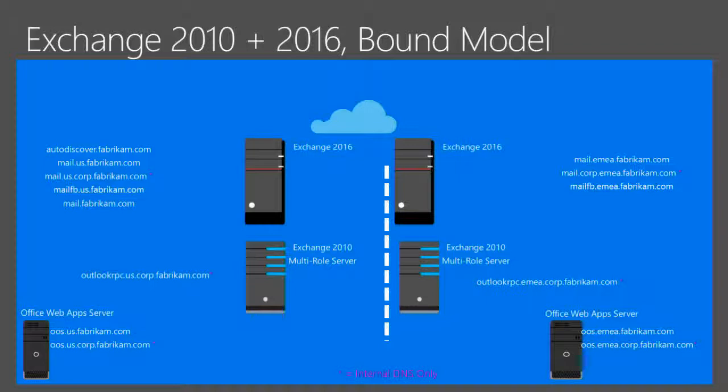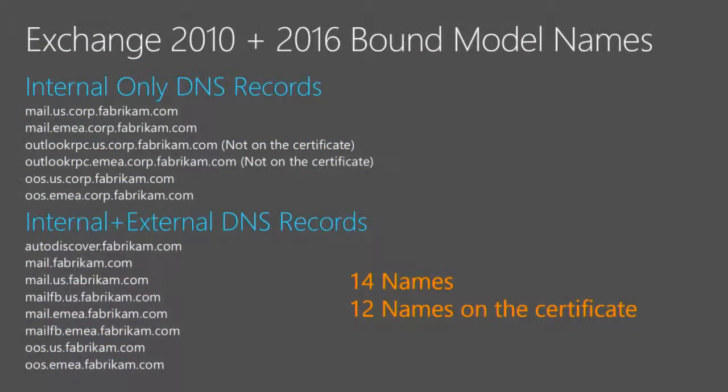Right, so what does this mean? This means that we have a whole bunch of names to consider. Some that are internal only, some that are internal and external. So in this case, we've got 14 names to plan for, and this is only a 2 data center model. So if you're doing the bound namespace with 8, 10, 12 data centers, and they're in pairs of 2, which is what we recommend, we don't recommend spanning a DAG across more than 2 data centers, these are what you need to consider. In this case, you've got 12 names in the certificate.